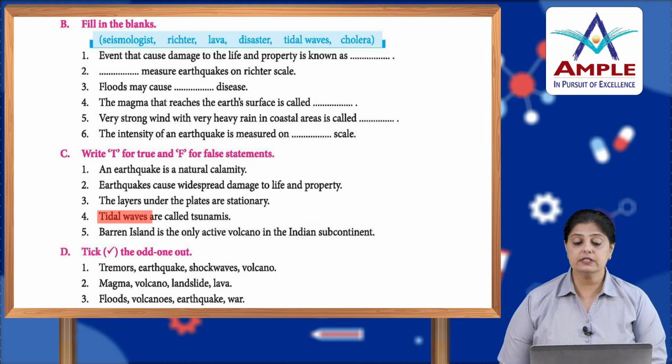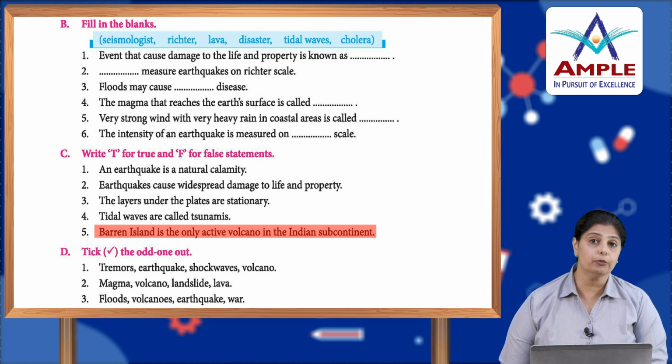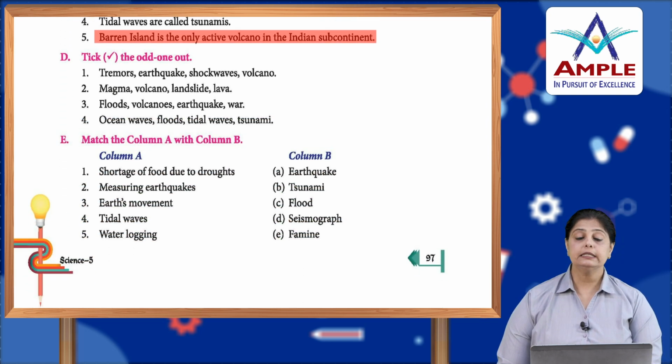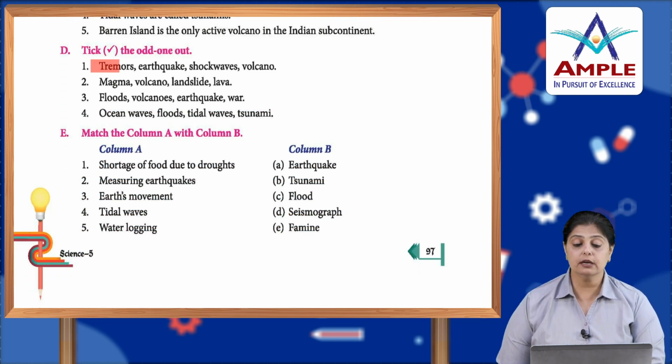Okay. Tidal waves are called tsunamis? Yes. Barren Island is the only active volcano in the Indian subcontinent? Absolutely true. It is situated in Andaman and Nicobar Islands. Okay. Take the odd one out. Tremors, earthquake, shock waves or volcano. Okay, which is the odd one here?